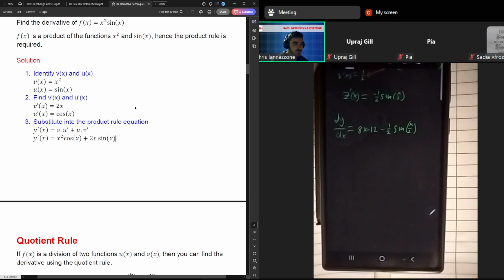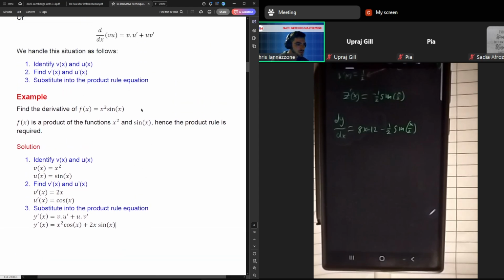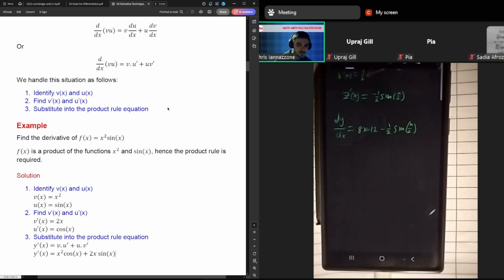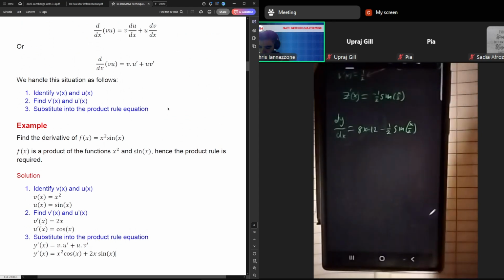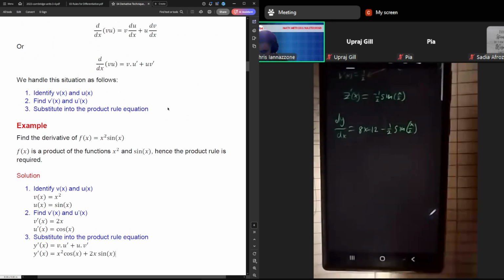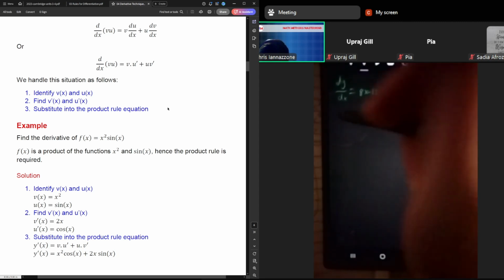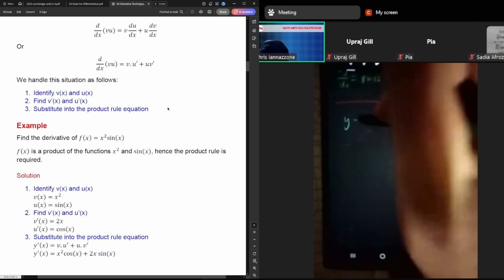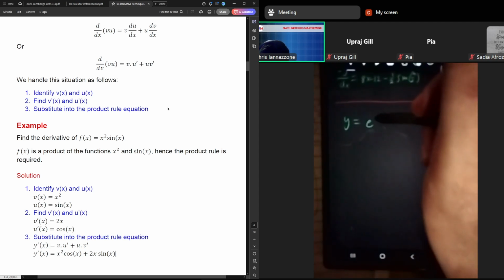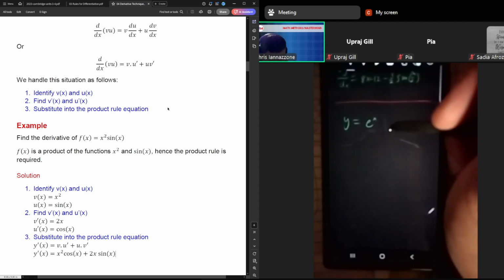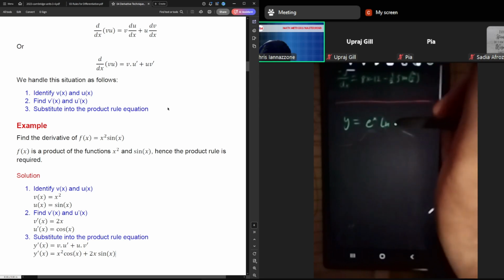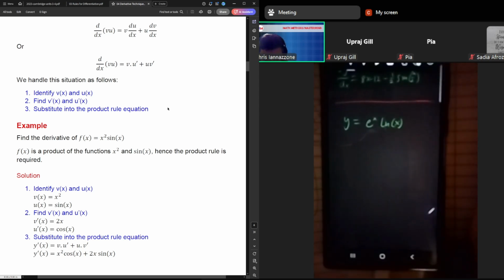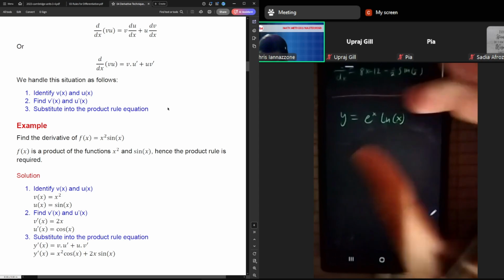Anything to clarify there? Or shall we get into some product rules? I'll start writing one up in the meantime. All right, no questions. Let's get into it then.